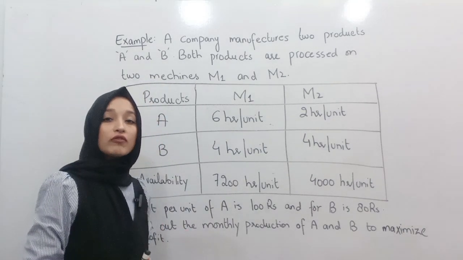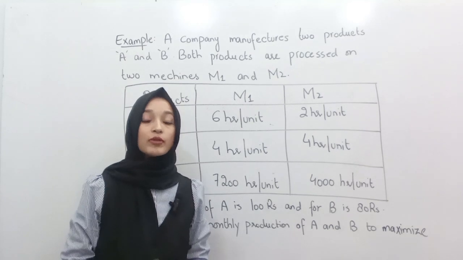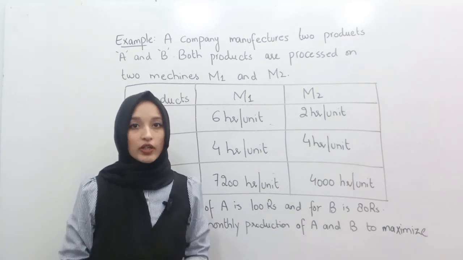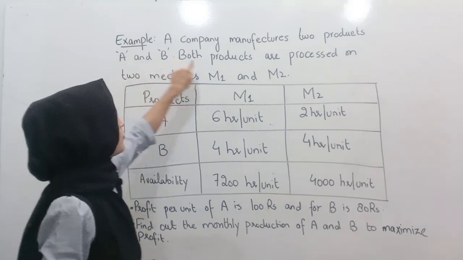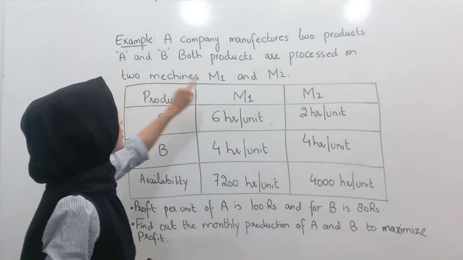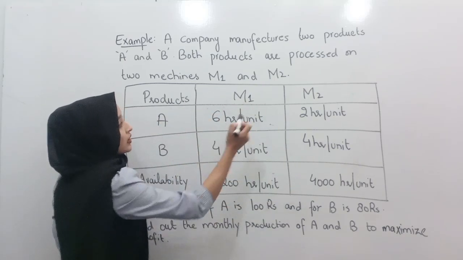In order to solve a linear programming problem, it is very important to first understand the problem, that what is given and what is required. A company manufactures two products A and B. Both products are processed on two machines M1 and M2. This is the data given.